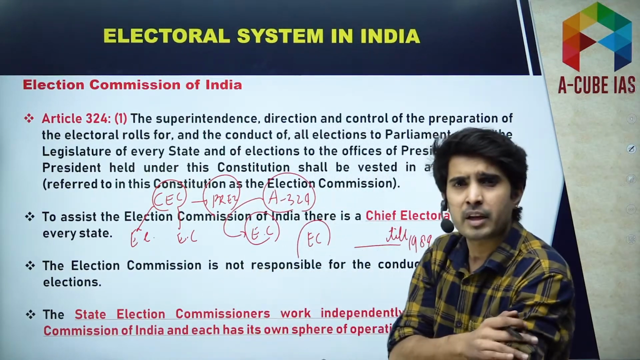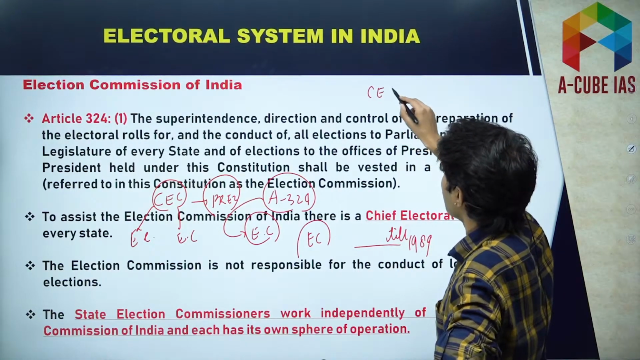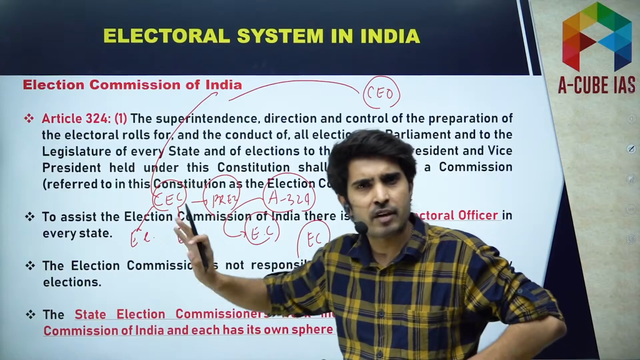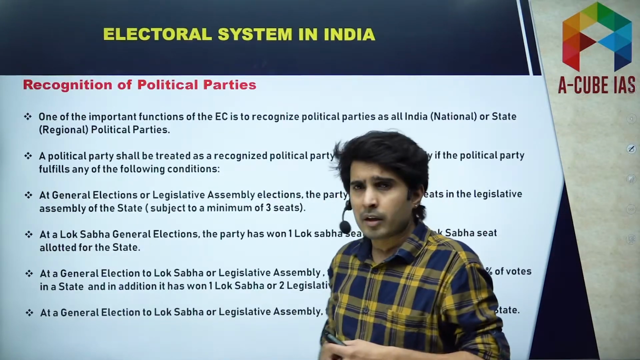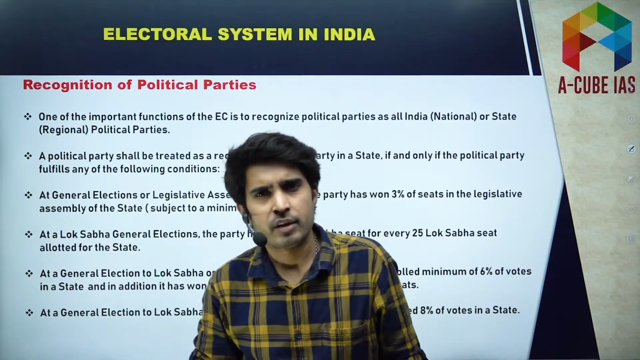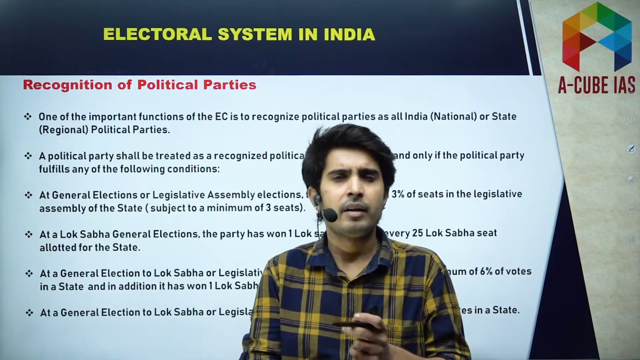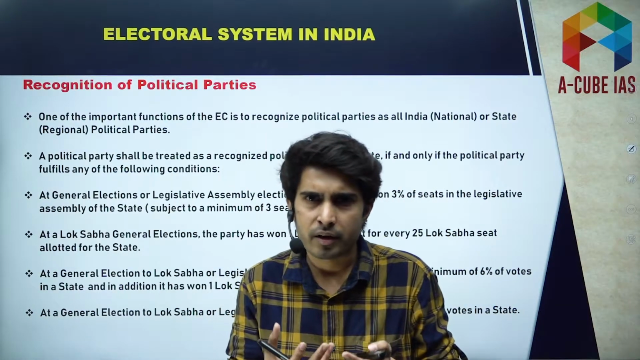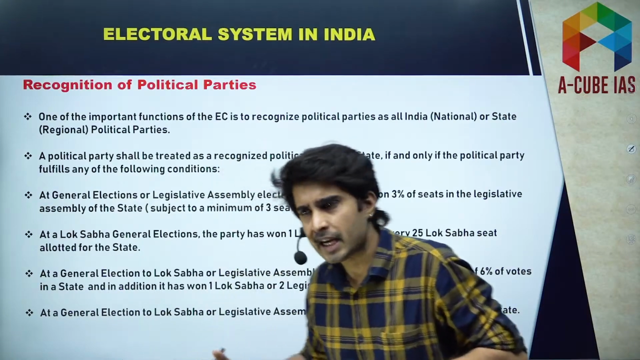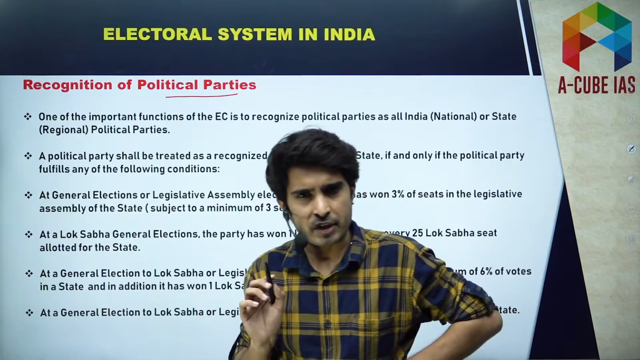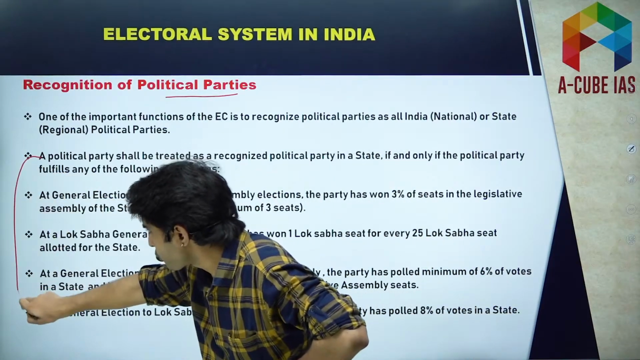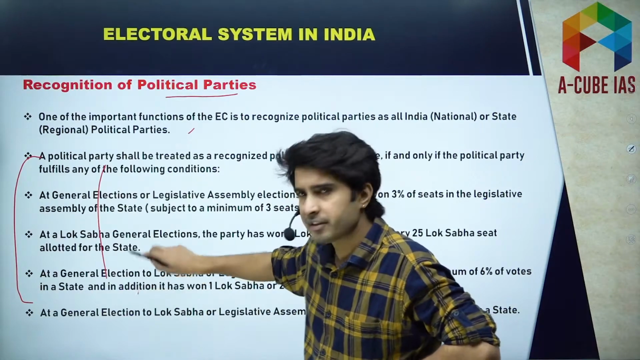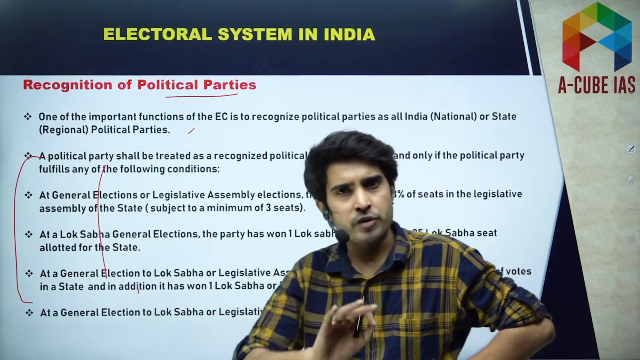Now you must know that in every state we have a Chief Electoral Officer, and this Election Commission is assisted by these Chief Electoral Officers. Okay, now let's talk about the recognition of political parties. See, the political parties are recognized by the Election Commission of India, and there are some requirements these political parties are supposed to be fulfilling so that they can receive this status of political party. I have provided the conditions which they are supposed to satisfy in order to get this status. So these five conditions, in fact, you can go through these conditions. There might be a question in prelims.